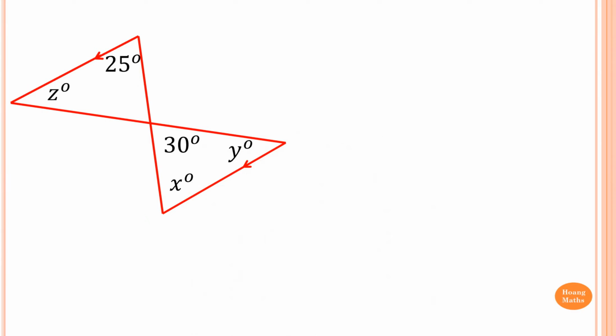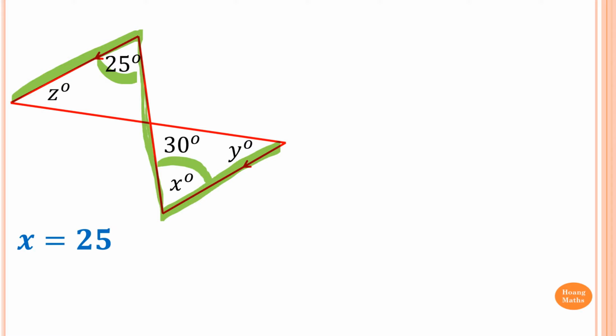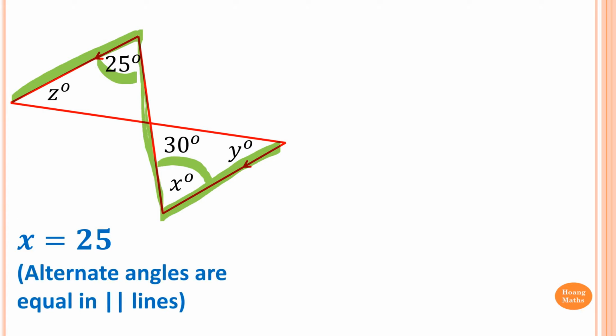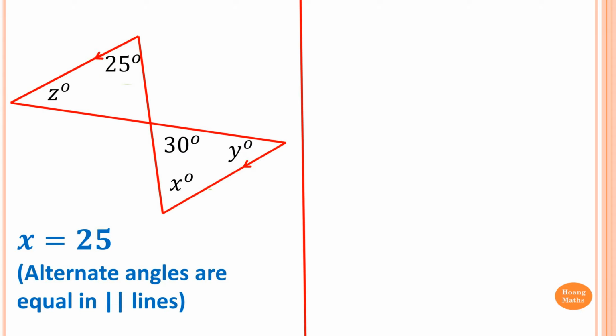Now, we can find X first in this diagram here. So X is a letter Z. So this is what that meant. So this angle here is equal to this angle because they are alternate. So X is equal to 25. Alternate angles are equal in parallel lines. So this X here is equal to 25 degrees, if you like.